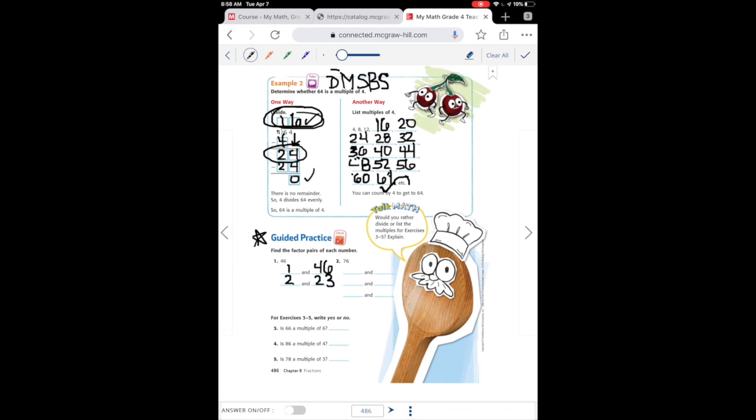All right, moving on to number 2. 76. Well, we already know 1 is going to be a factor, and the number we are working with, which is 76.